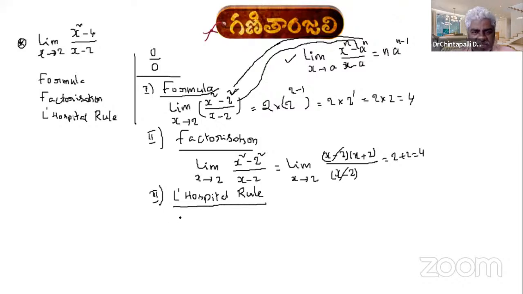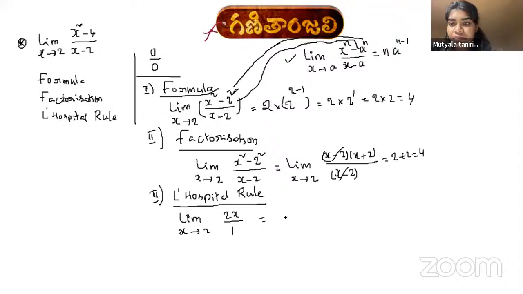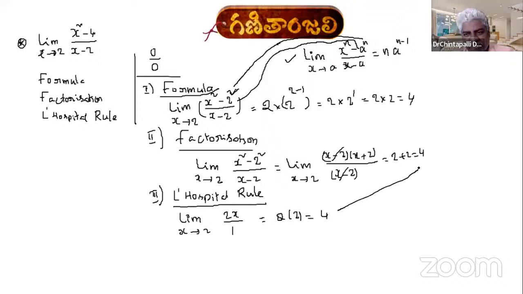That is derivative of numerator by derivative of denominator, right? Yes, sir. First of all, check, is it in the form of 0 by 0? Yes, sir. So we can use L'Hospital rule. Tell what is the derivative of numerator? 2x minus 0. By derivative of denominator? 1. What happens when we plug in x is equal to 2? 2 times 2 equals 4. See, same answer, 4.